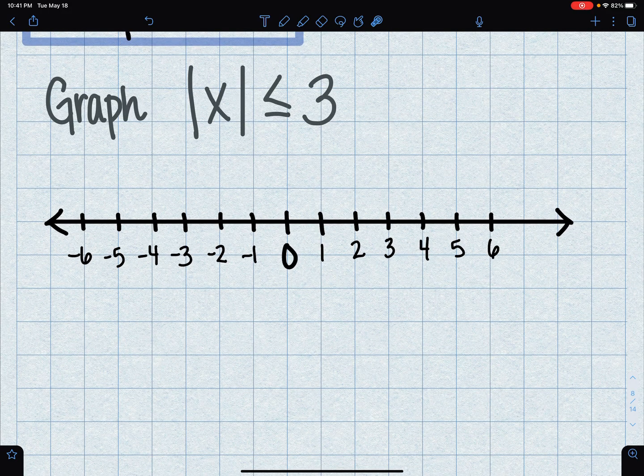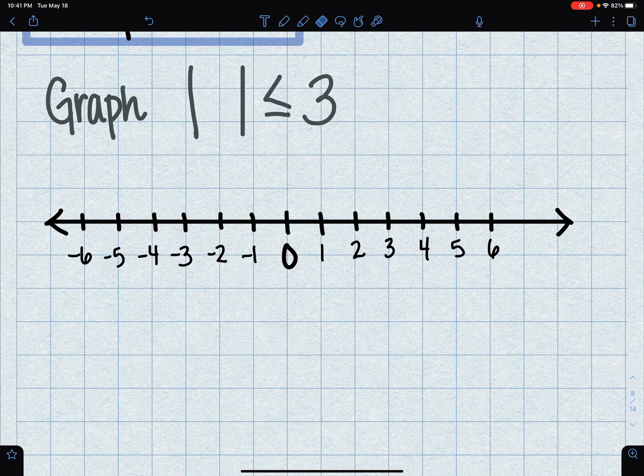We're asked to indicate on the number line the location of all real numbers, because that's the domain, whose absolute value is equal to or less than 3. So it's going to be numbers that are only 3 or less in magnitude. So let's think about it. What if you have the number 4 here? The absolute value of that is 4. 4 is not less than 3. So this number has to be less than 3.